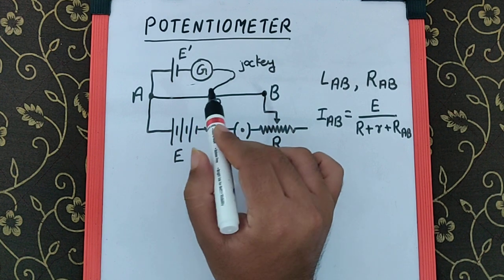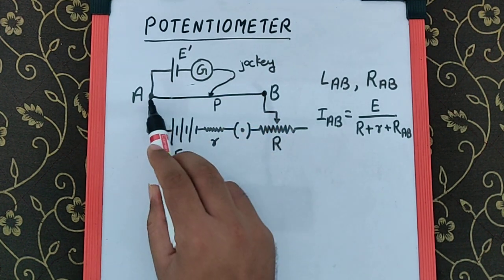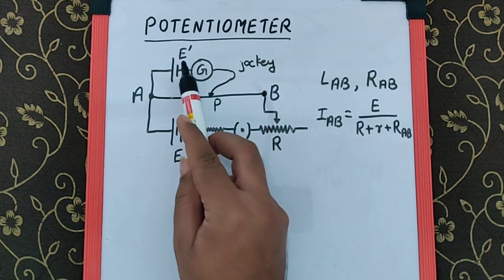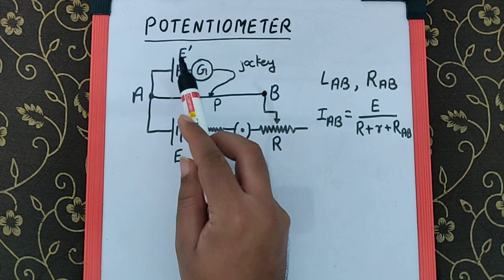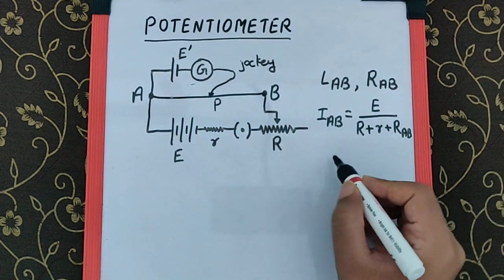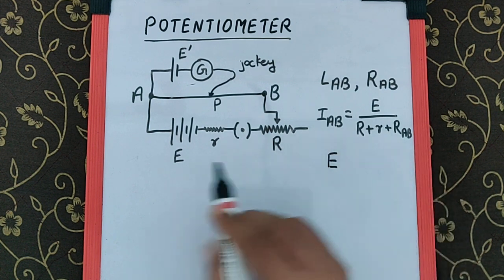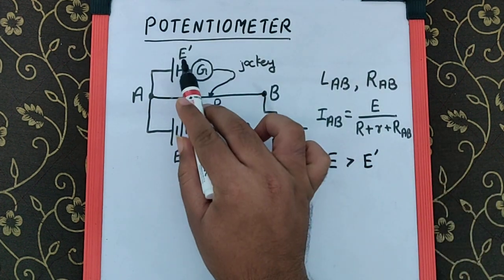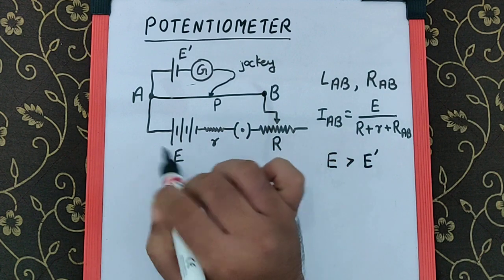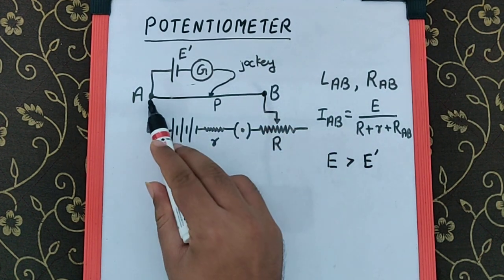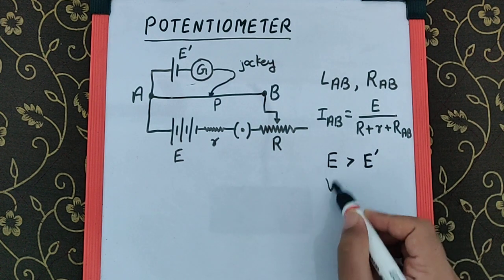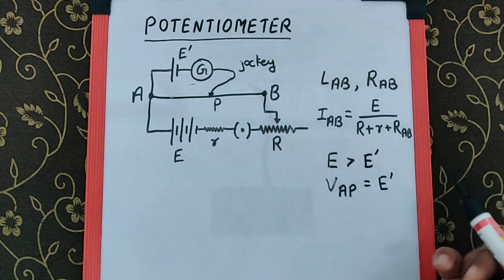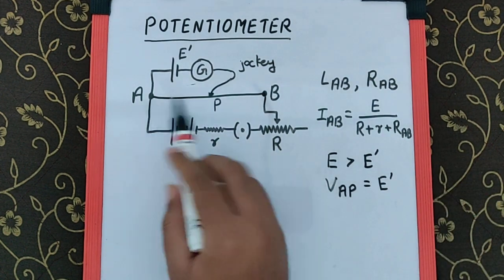What does that exactly mean? It just means that the potential difference across point A, P is just balancing the EMF of the cell E dash. And for this to happen, the one most important condition is that E, which is the main cell, should be greater than E dash, which is the extra cell which we are connecting in the potentiometer. So here I can say the potential difference across AP, VAP, is going to be equal to E dash. So basically I can measure the value of E dash if I can measure the value of VAP.